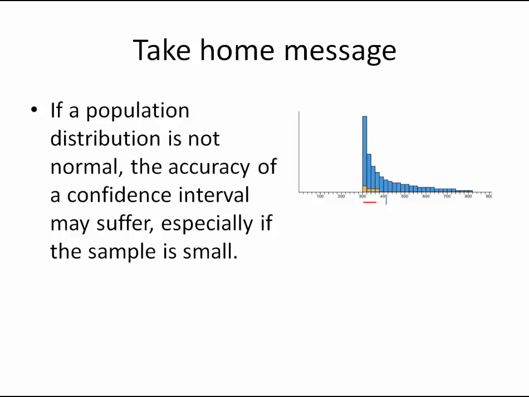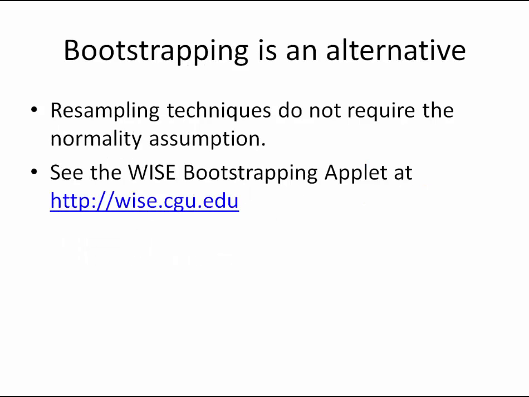One alternative to consider is bootstrapping. Bootstrapping does not require the normality assumption. You still have problems with small samples and strange distributions, but the confidence intervals are more reflective of the actual distributions rather than assuming that you have a normal distribution when you don't. If you're interested in this, I suggest the bootstrapping applet tutorial that we have on our website.